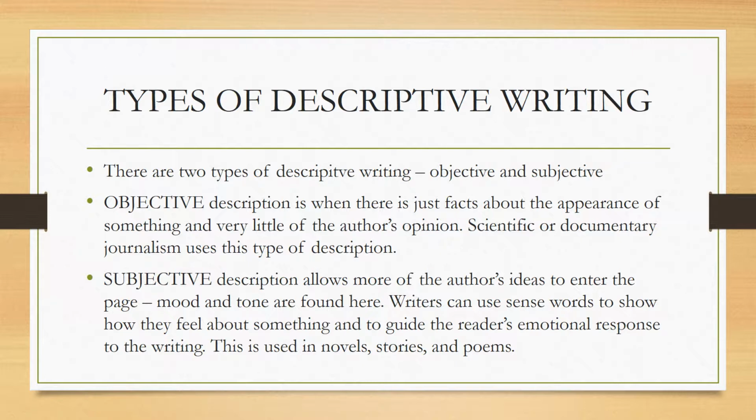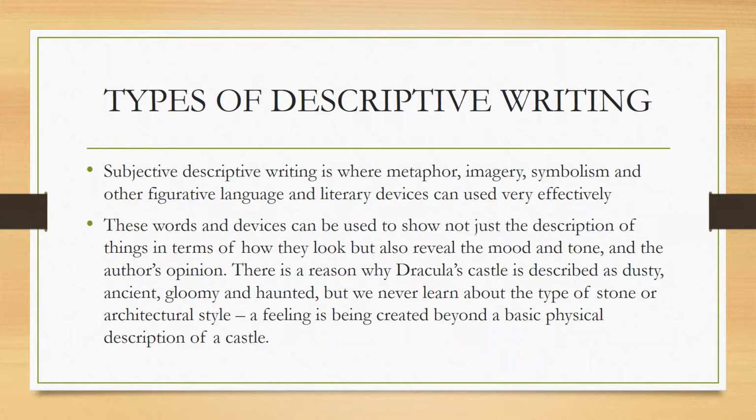Whereas subjective description is what allows for more of the author's idea to enter the page. This is where mood and tone are found. Writers can use sense words to show how they feel about something and to guide the reader's emotional response to the writing. This is used in stories, novels, and poems. Subjective descriptive writing is where metaphor, imagery, symbolism, and other figurative language and literary devices can be used very effectively.